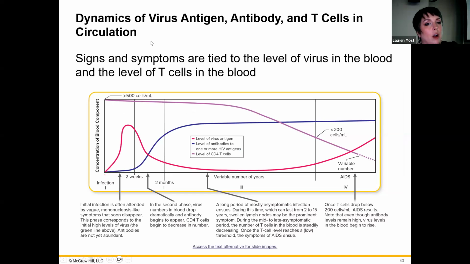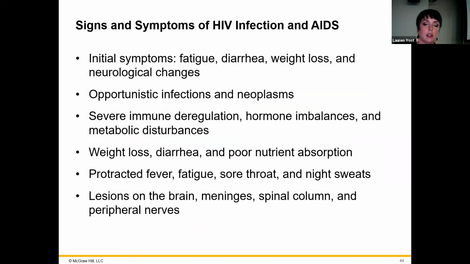Once you have been diagnosed with HIV and you are HIV positive, you are HIV positive for life. Even if you have undetectable levels of the virus in your blood, you are still HIV positive. We define AIDS, though, by how many T cells you have in your bloodstream. And so once your T cell population falls below 200 cells per milliliter, we consider that AIDS. And you're at risk for opportunistic infections and things like that.